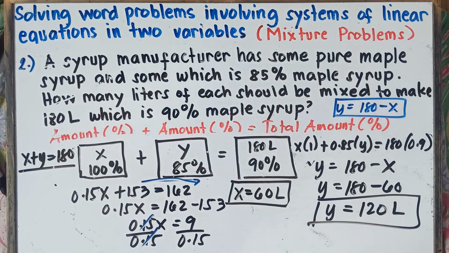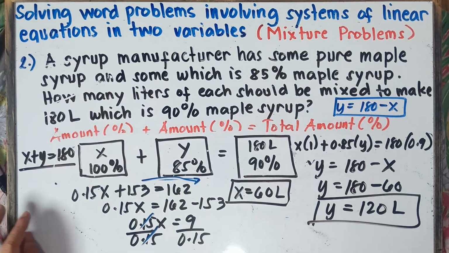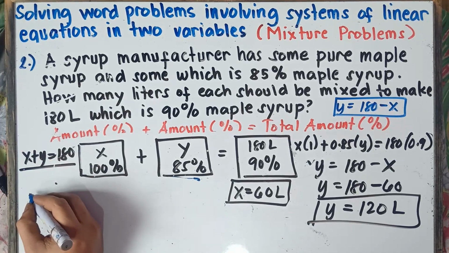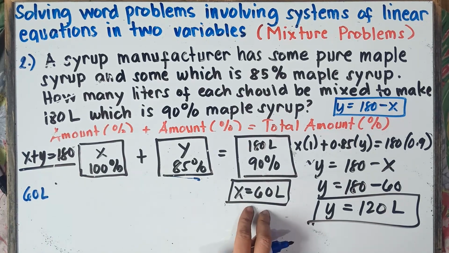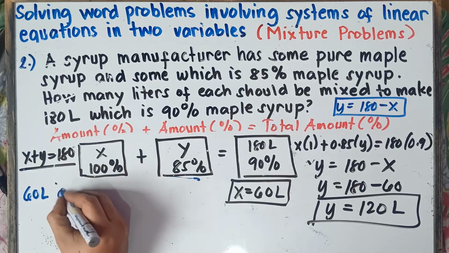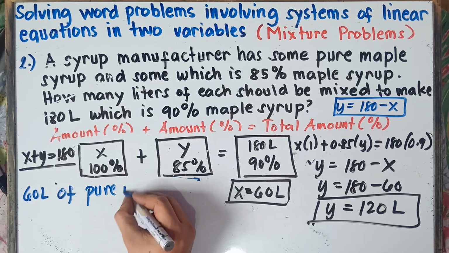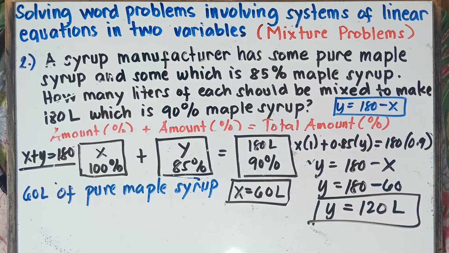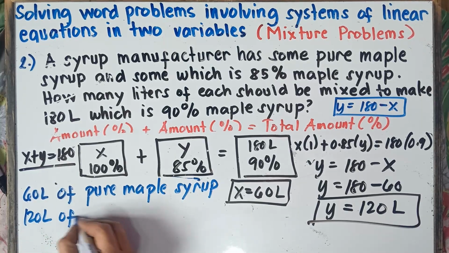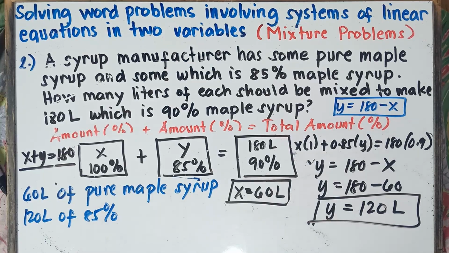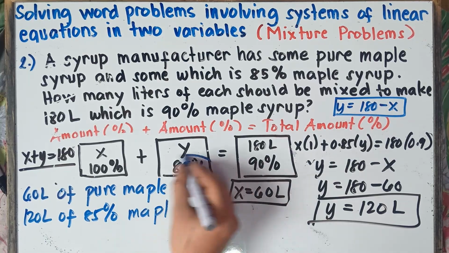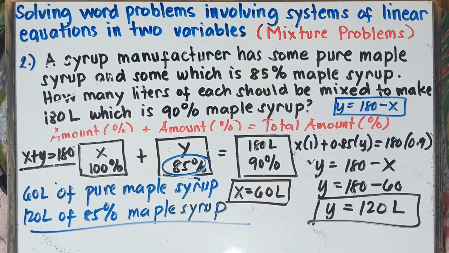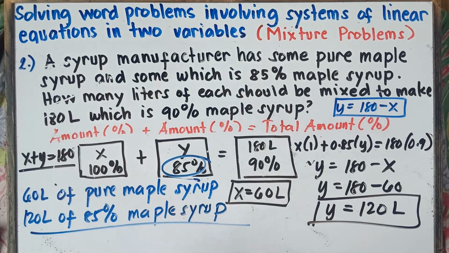That's it, class. So let's have our conclusion. So pause the video, class. I'll be erasing this one. So our conclusion, we can say that would be 60 liters for x. So 60 liters of pure maple syrup, and then 120 liters of 85% maple syrup. That's it, class. All set with regards to example number 2.